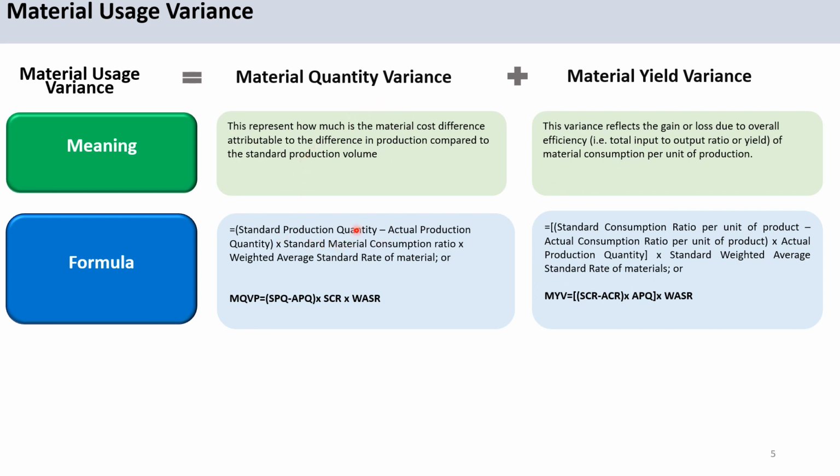Materials quantity variance can be calculated simply by standard production quantity minus actual production quantity, that is, the difference in the production volumes, multiplied by the standard material consumption ratios.